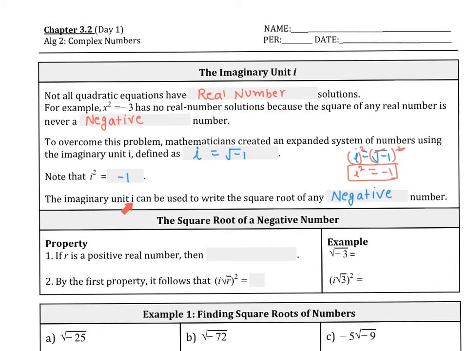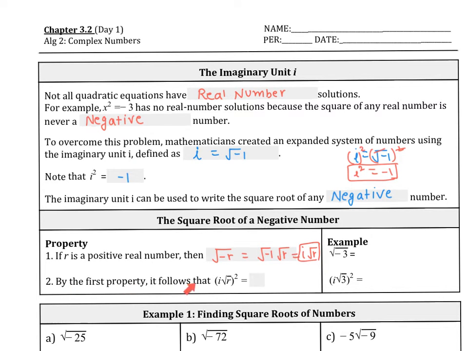The imaginary unit i can be used to write the square root of any negative number. The square root of a negative number property: if r is a positive number, then the square root of negative r is the square root of -1 times the square root of r. The square root of -1, we already defined, is i, so it's going to be i times the square root of r. So the answer is i square root r.